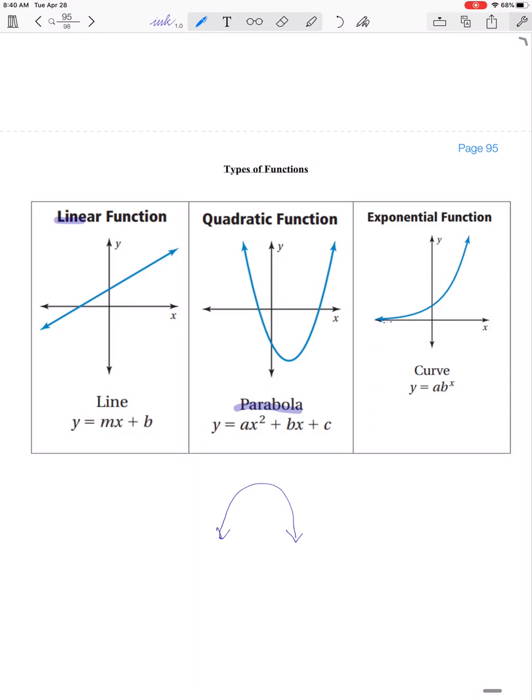You might also see something that looks like this. So here's my xy axes. And an exponential function might start at the x-axis and shoot down. It's important to know that the exponential function never crosses the x-axis. It will come close to it, but it won't actually touch or cross.